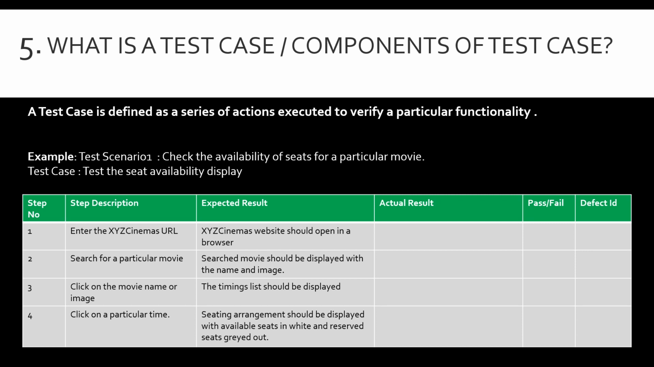And then the last step is to click on the particular time, and here is where the key expected result is: the seating arrangement should be displayed with the available seats in white and the reserved or booked seats already grayed out. So you're doing all the steps involved to come to step number 4, to check whether the available seats are shown in white and can be clicked.